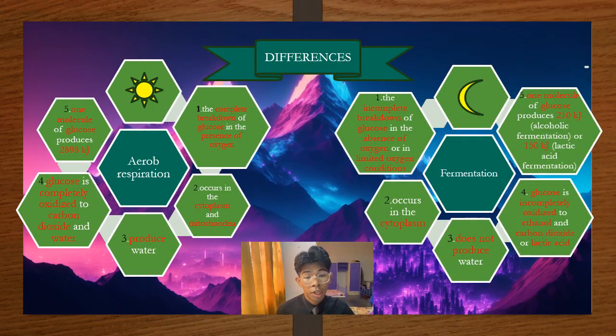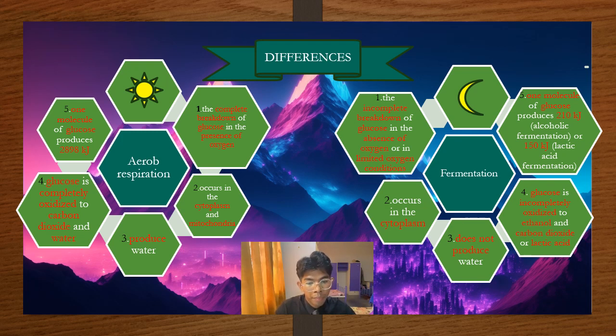In addition, we are going to talk about the difference between aerobic respiration and fermentation. The first one, aerobic respiration is the complete breakdown of glucose in the presence of oxygen, while fermentation is the incomplete breakdown of glucose in the absence of oxygen or limited oxygen conditions. The second, aerobic respiration occurs in the cytoplasm and mitochondria, while fermentation occurs in the cytoplasm.